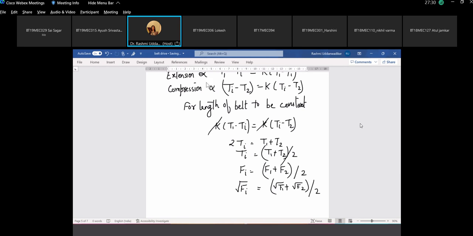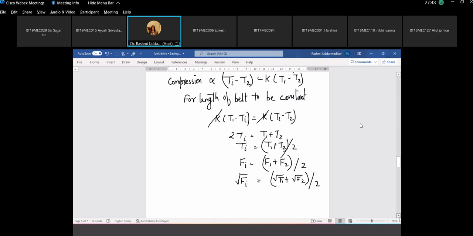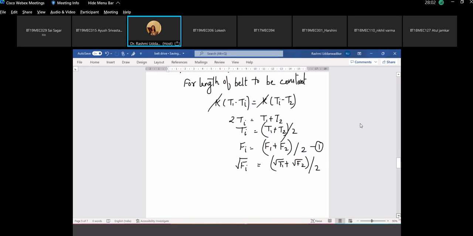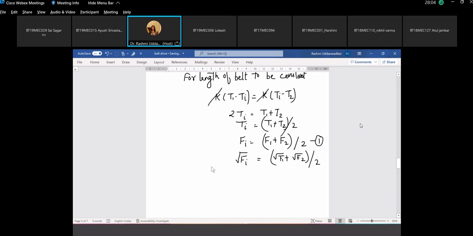So I repeat, extension is proportional to the difference between the tensions or the difference between the square roots of their tensions. Similarly, the extension is proportional to the difference of tight side and initial tension, or proportional to the difference between the square root of tight side and the initial tension. So we are going to use this equation for our understanding, but as I said, this other equation is also used.